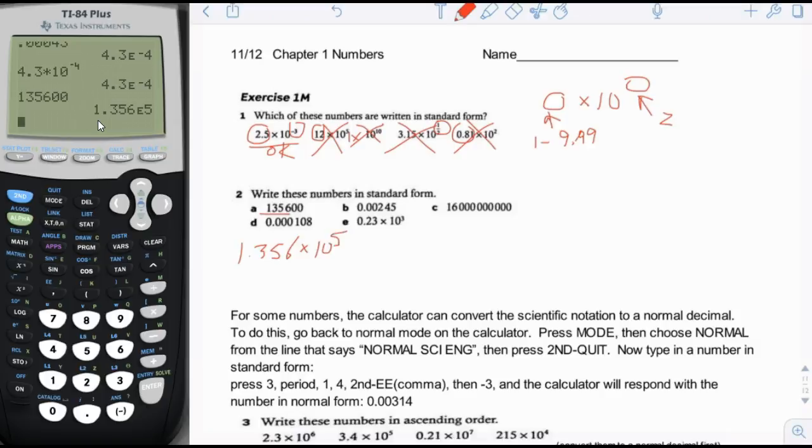Okay. B, 0.00245. That's 2.45 times 10 to the negative 3rd. Look at this next one. 16, and then it's got 9 zeros: 1, 2, 3, 4, 5, 6, 7, 8, 9. So that's 1.6 times 10 to the 10th. Okay, what about D?